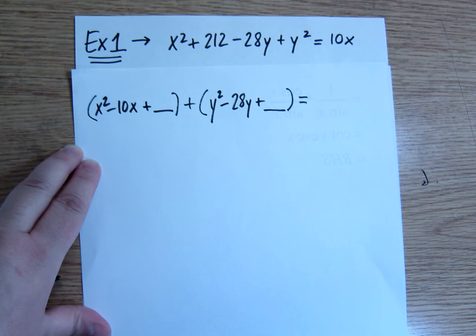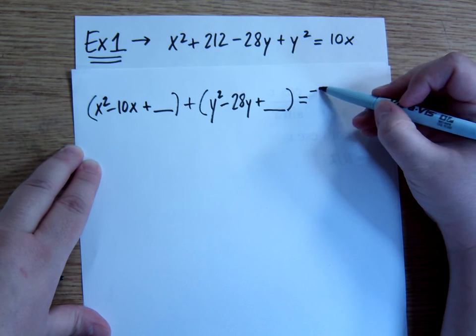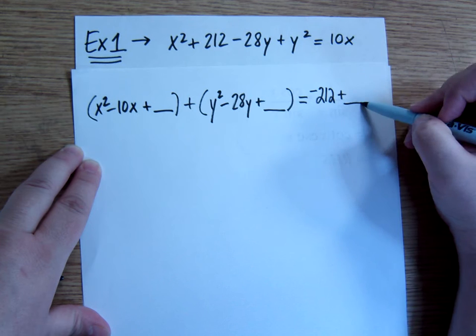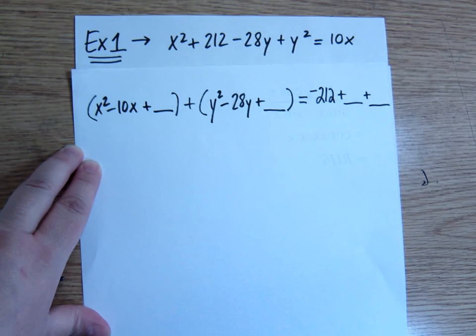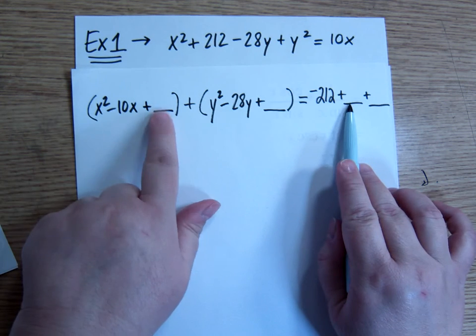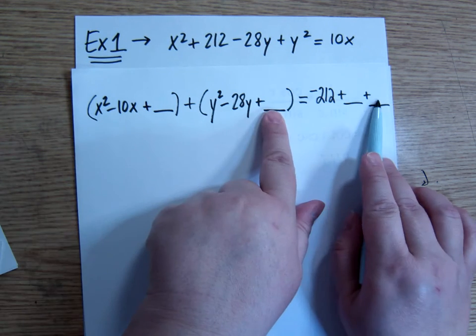What number am I bringing over? 212. Right, so what's it going to be over here? Negative 212. Plus blank plus blank. So these blanks are to keep things balanced. Whatever goes in here is going to go in there. Whatever goes in here is going to go in there.